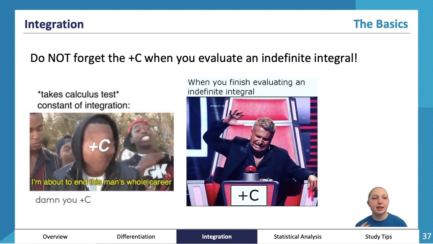And depending how things are being marked in your school, trials, HSC, a lot of markers will actually take the mark off you if you don't include the plus c, because the answer is wrong. So always make sure you add the plus c.